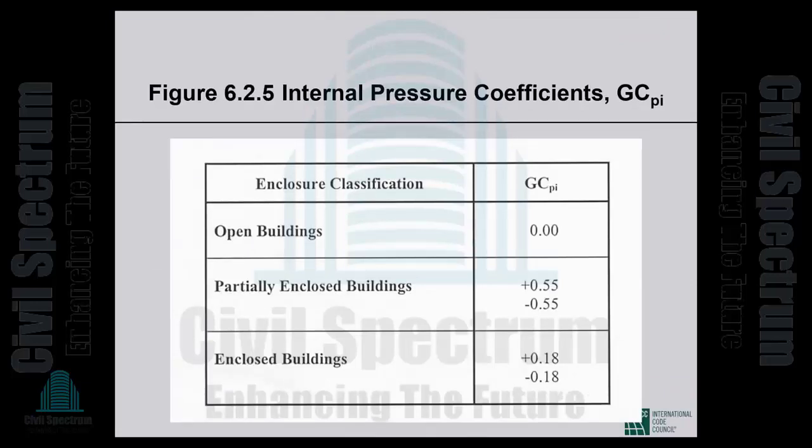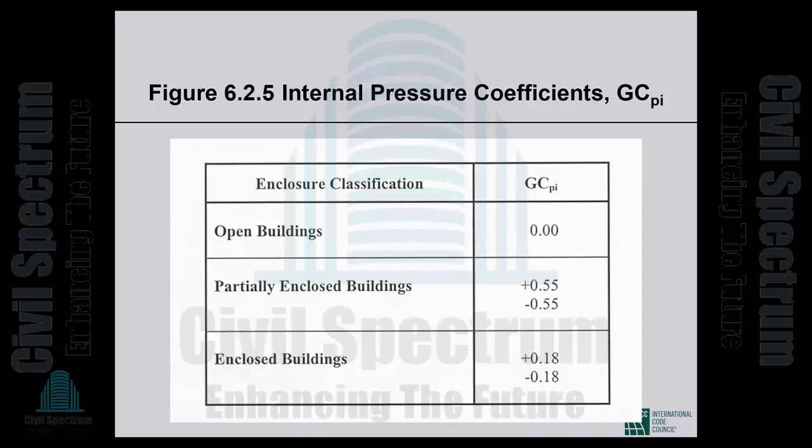Internal pressure coefficients, G times C sub Pi. Open buildings, wind simply flows through. There is no internal pressure buildup. G times C sub Pi is 0. Partially enclosed building, remember, pressure builds up. Wind gets in, cannot get out. Now, those buildings we design for an internal pressure coefficient of plus minus 0.55.